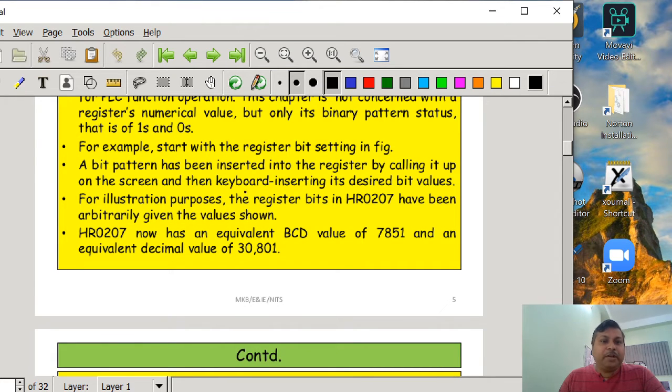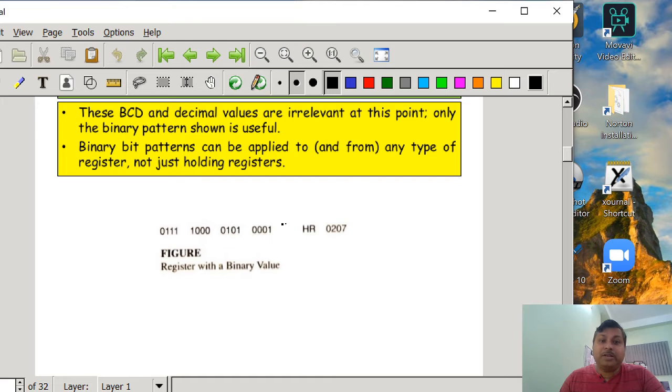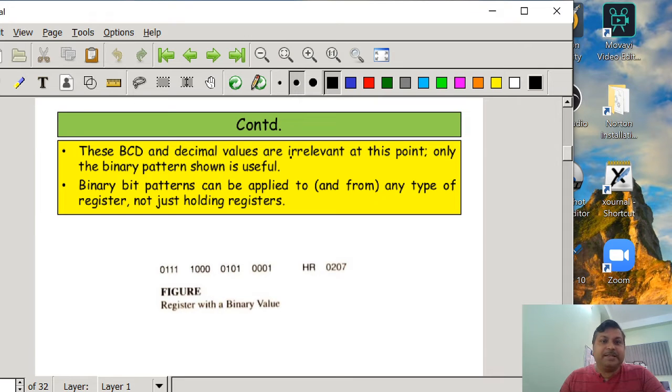Fine. For illustration purpose, the register bits in HR207 have been arbitrarily given the values shown. HR207 now has the equivalent BCD value 7851 and an equivalent decimal value of 30,801. But we are not concerned about the values, but we are more interested in the bit pattern, because using this bit pattern, we are going to control maybe 16 lights or 16 machines or 16 motors. These BCD and decimal values are irrelevant at this point. Only the binary pattern shown is useful. Binary bit patterns can be applied to and from any type of register, not just the holding register.